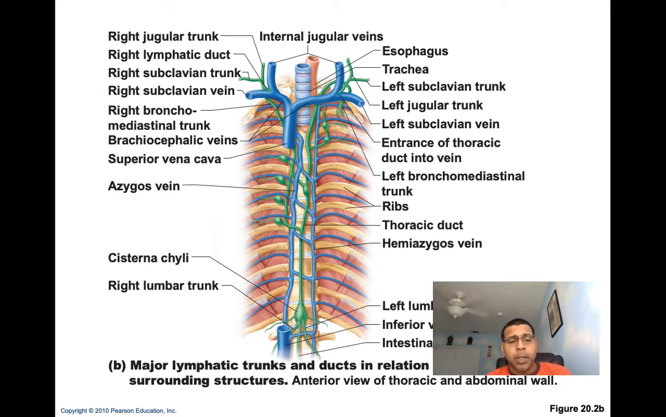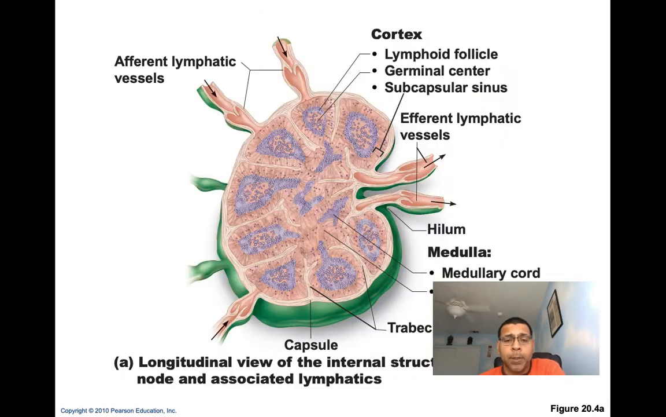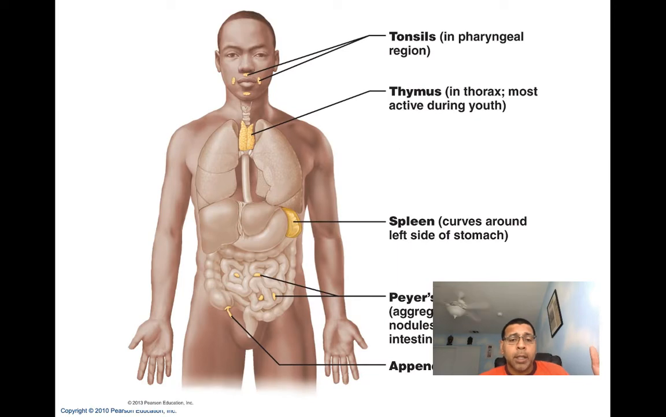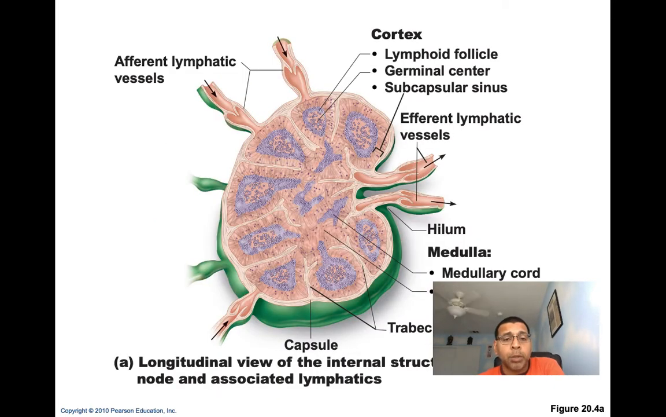So let's go through and look at our lymphoid organs. Let's start off by talking about our lymph nodes. Here we can see various lymphoid organs throughout the body, and we'll focus first on the lymph nodes. I want you to know they are the principal lymphoid organ in the body. There are hundreds of these small organs found throughout the body.